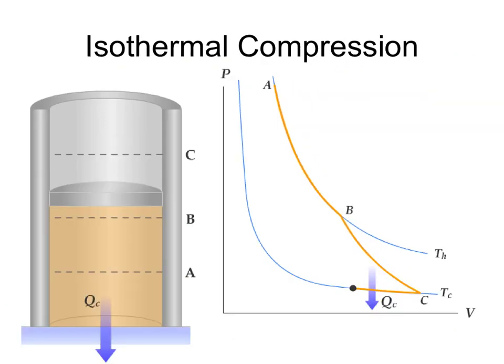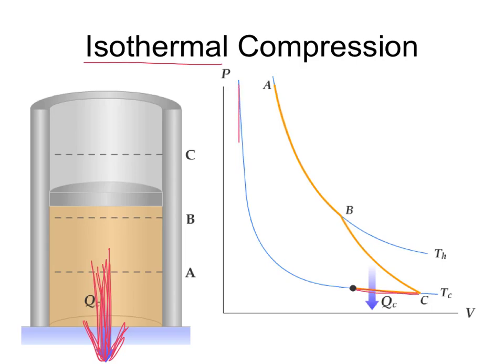The third step is what we call isothermal compression. And again, isothermal tells us that the temperature remains constant. In this case, we have compression, though, and the reason that there's compression is because energy is being pulled out, energy is being transferred from the heat engine into the cold reservoir. And as this gas loses energy, it has to compress. In order to keep the temperature constant, the volume has to decrease. And as the volume decreases, the pressure increases, but the temperature stays the same.